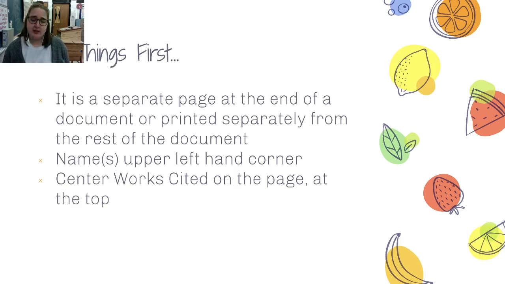So your name, and then if you're in an honors class and have a partner, your partner's name will be on a line below yours. And then you'll hit enter that one last time, so you've hit it twice. On the second time, you'll type works cited, and then you'll center it. I'm going to show you an example of this at the end.